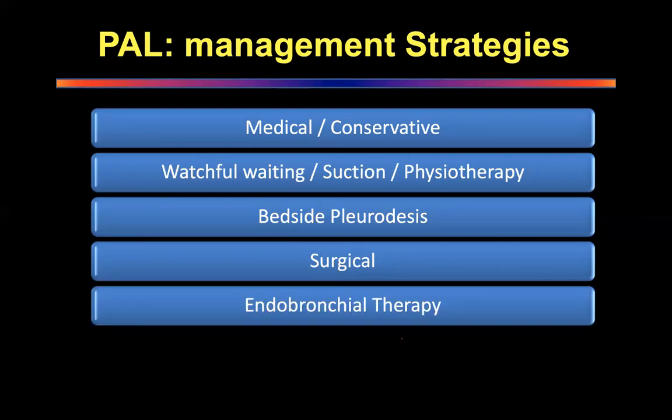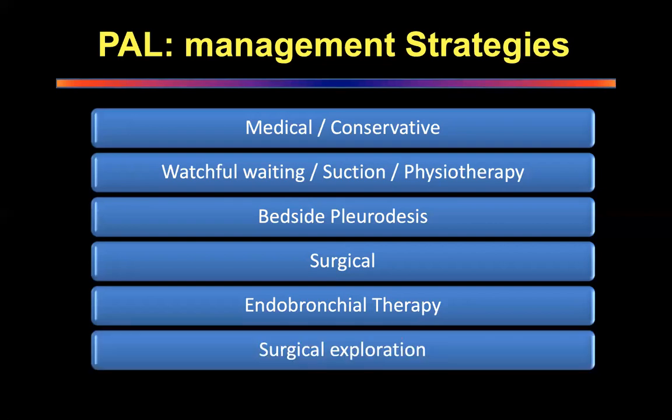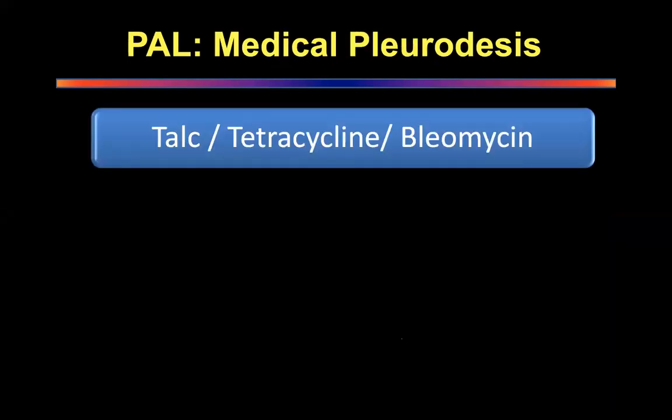And surgically, if you have to, you have endobronchial therapy available to you, and you have the possibility of surgical exploration and going in and sorting out the air leak wherever it is happening. So these are all the gamut of things that are available. If you do have to do bedside pleurodesis, then talc is a good agent. I personally use talc a lot.